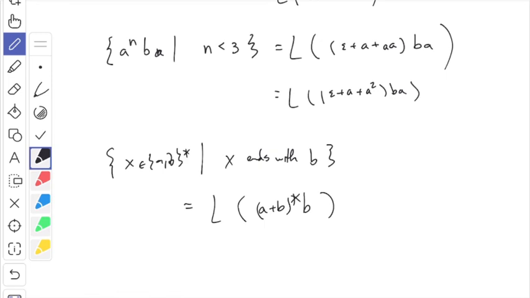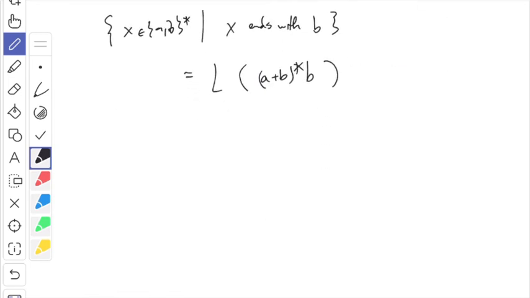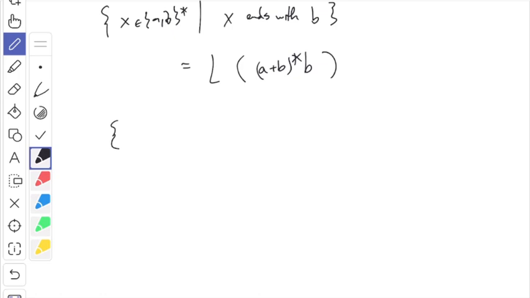Great. How about, I got a few of increasing complexity here. X in {A, B} star such that X contains BA somewhere. Somewhere inside X is the string B followed by A. Can we write that as a regular expression? What do you think? A plus B star, A plus B star.